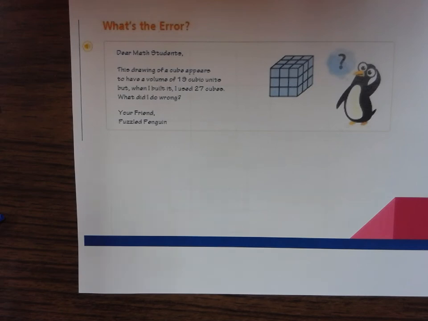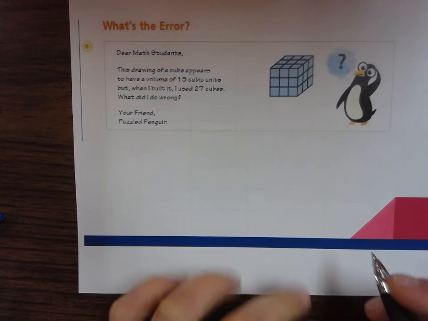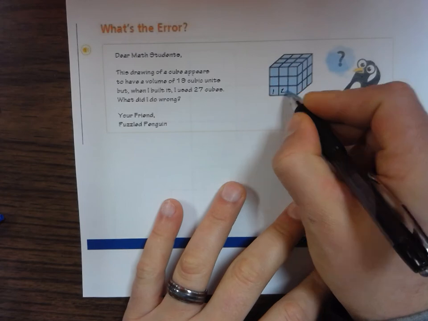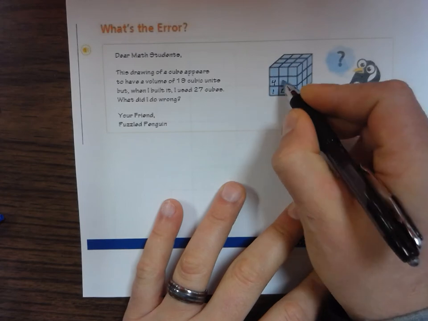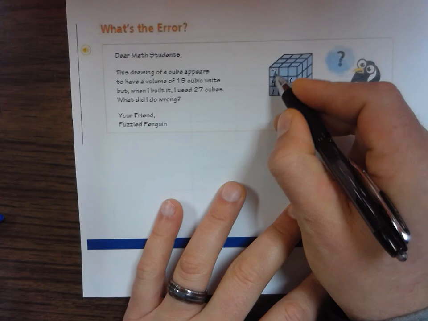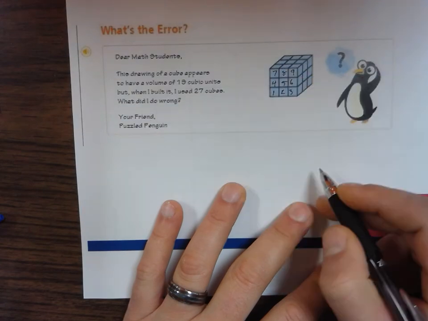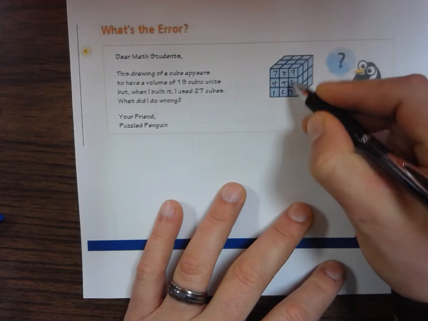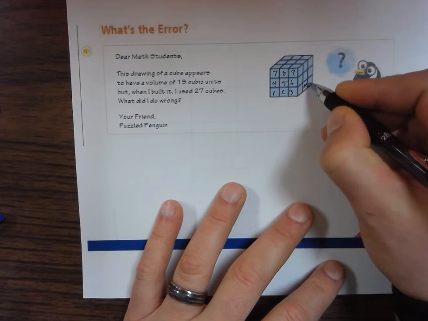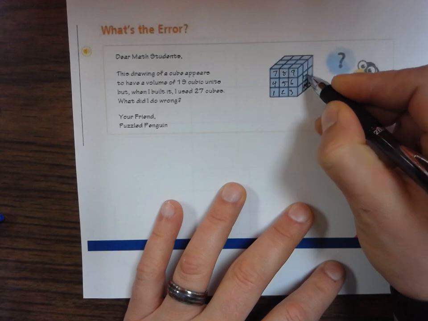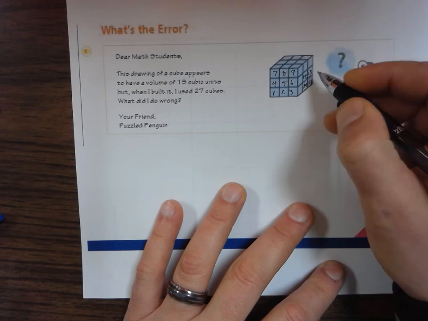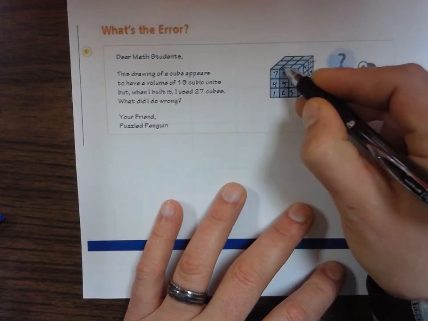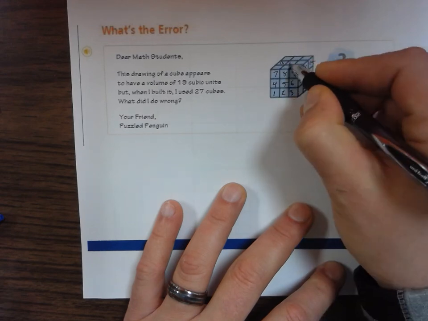If we were to number these, let's start at the bottom left. 1, 2, 3, 4, 5, 6, 7, 8, 9. I don't need to count this one because this is part of this cube. So this will be 9, so this will be 10, 11, 12, 13. This one would be 14, 15. 16, 17, 18, 19. That's what Puzzle Penguin thought.